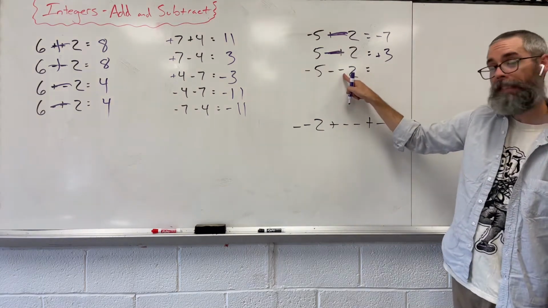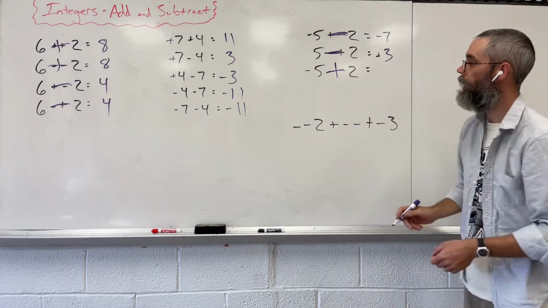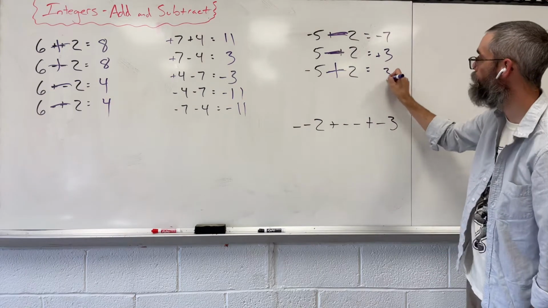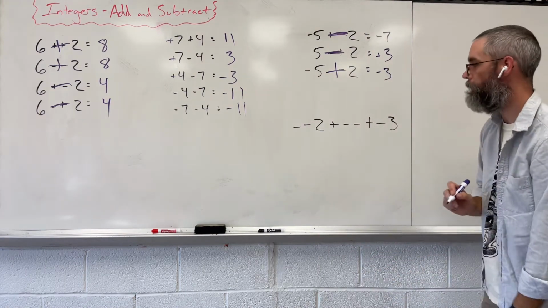Negative, negative on the inside, make a plus sign. 5 minus 2, different signs now. One's negative, one's positive. Subtract, 5 and 2 gives us 3. Keep the sign of the larger number, which is 5, gives you negative.